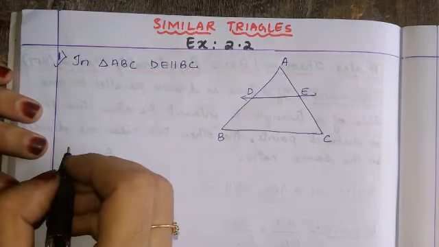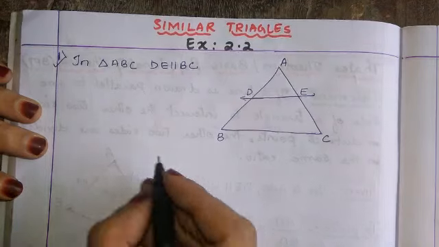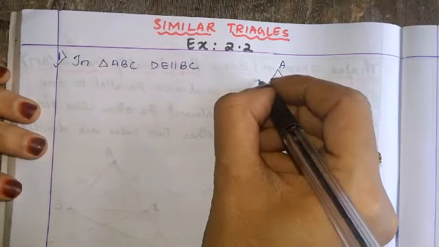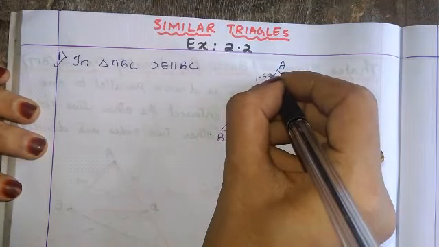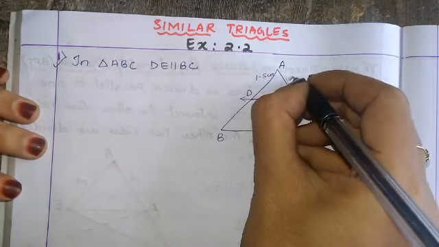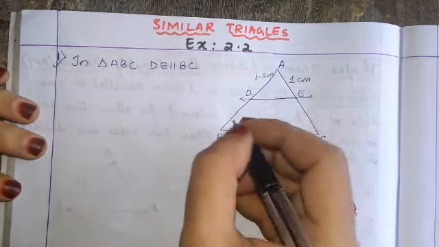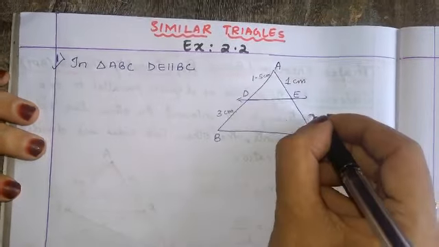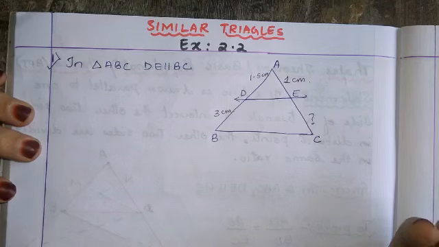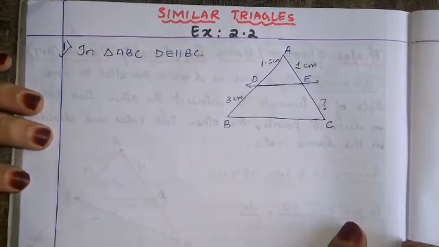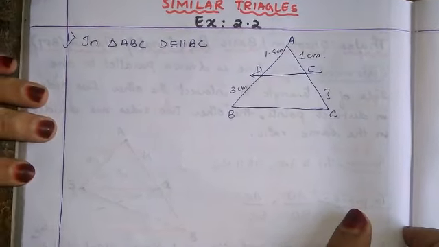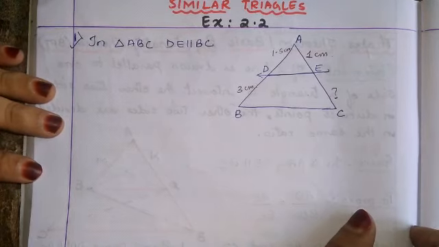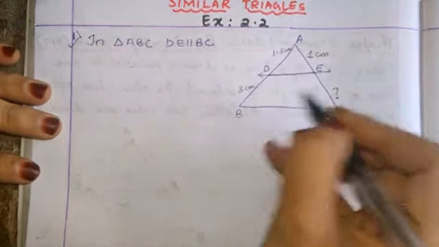Now what is given? They have given AD equals 1.5 centimeter, and AE 1 centimeter, BD 3 centimeter, on this side. And we have to find EC. To find EC, we know that DE is parallel to BC.